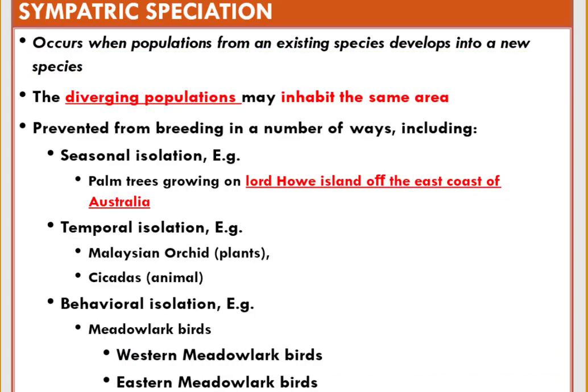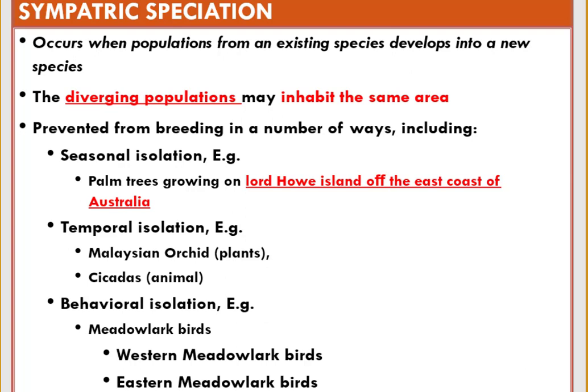The third way that prevents interbreeding is behavioral isolation. This behavioral isolation is a mechanism in which different populations of a species have different courtship patterns or mating rituals. That means behavioral isolation prevents members of a population or a species from mating or interbreeding. For example, meadowlark birds, the western meadowlark birds and the eastern meadowlark birds.